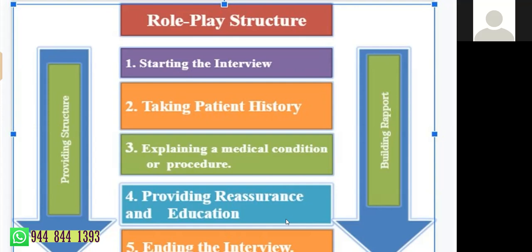The task will be different. Sometimes we'll be explaining the medical condition, sometimes the procedure, sometimes we'll be alleviating the concern of the patient. During the whole role play, we have to provide reassurance for the patient and also educate the patient if the patient has any misbelief or misunderstanding regarding the condition, or any anxiety related to a procedure. We will provide education and reassurance, and we will end the interview. This is the whole structure of a role play.